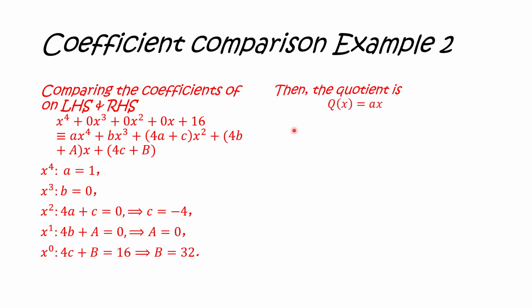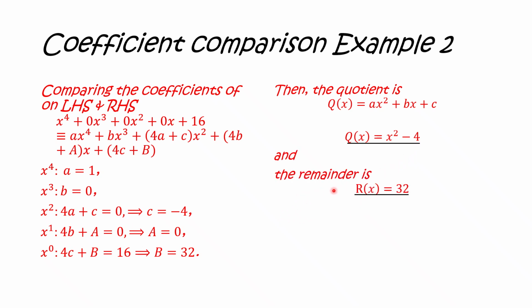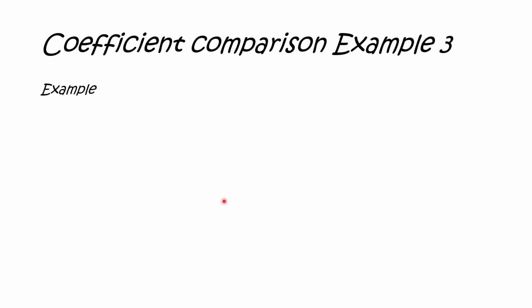So what does this mean then? This means that our quotient is going to be x squared minus 4, whereas our remainder is 32. As easy as that. That's how the method works. Now let's get into example 3.